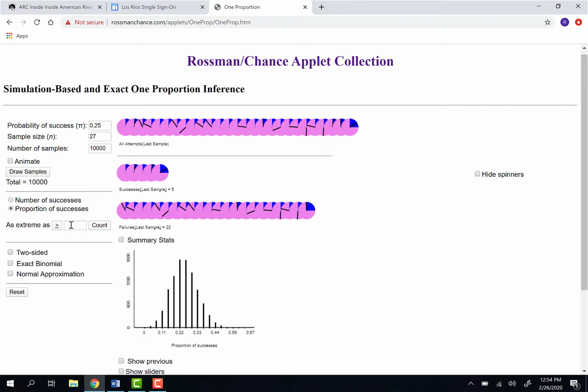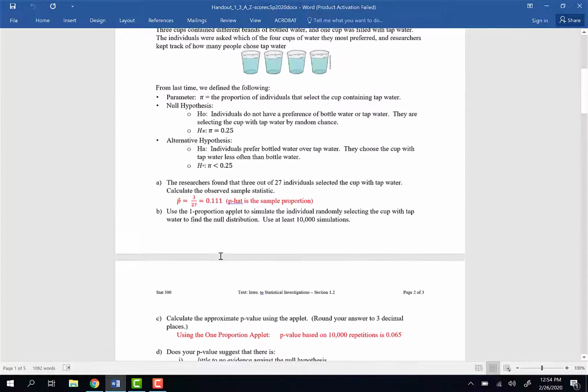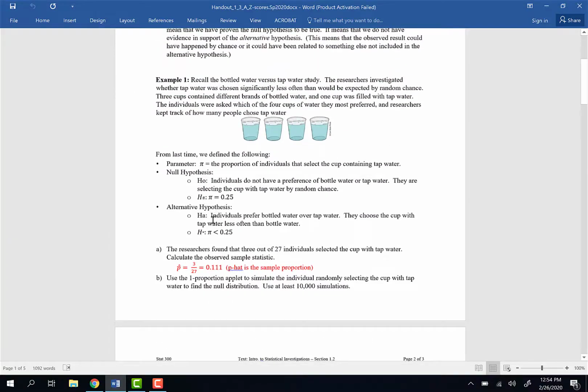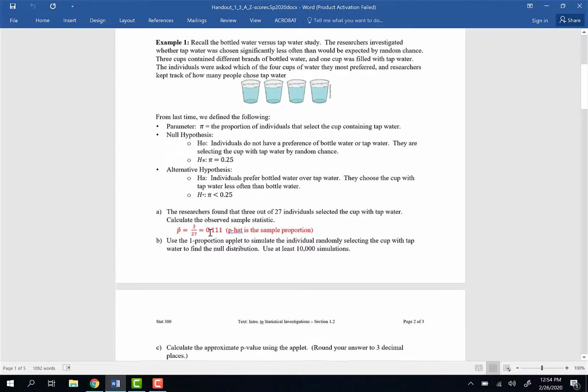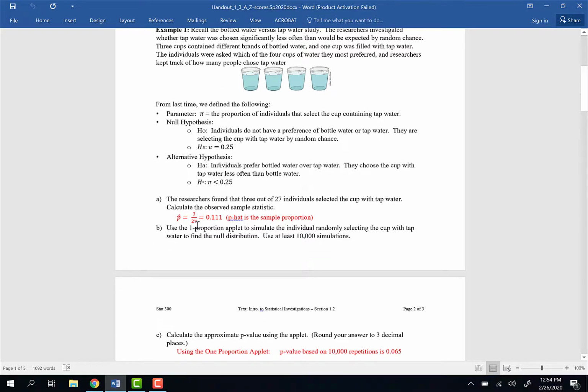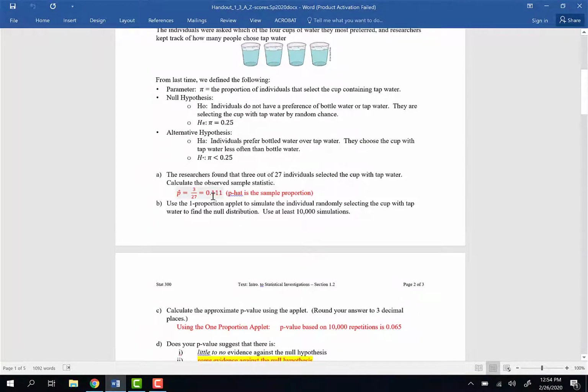And so we want to count how many times our statistic occurs, our statistic or as extreme. You can go back to the handout and look at what our alternative hypothesis was. Our alternative hypothesis was that the proportion is less than 0.25, so I'm actually going to be looking at things that are smaller. There were 3 out of 27 people who had chosen the tap water as their water of choice, so 0.111.